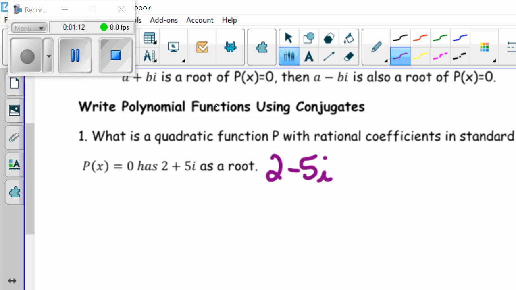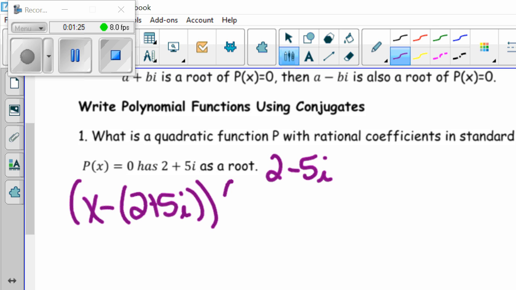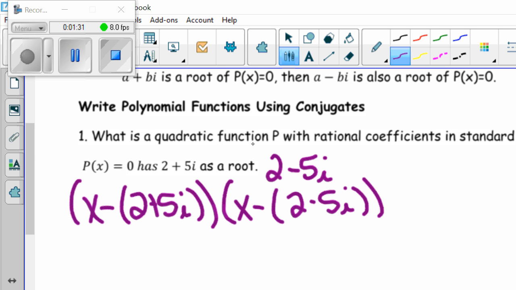So remember that 2 plus 5i, inside my parentheses, it would have said x minus, and then in parentheses, 2 plus 5i. Double set of parentheses. And then x minus, another set of parentheses, 2 minus 5i. Because remember, we'll just come over here and review. If x equals 2 is a root, then that came from x minus 2. So 2 plus 5i came from x minus that whole thing.